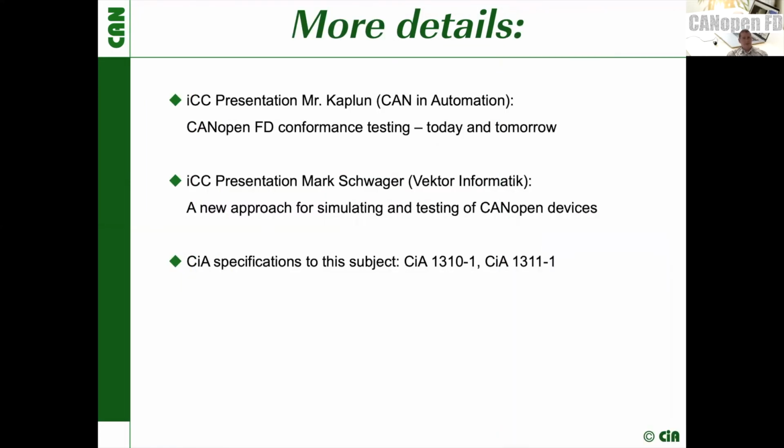More details on these subjects you'll also find in the presentations from the International CAN Conference, one given by Mr. Kaploon, CANopen FD conformance testing today and tomorrow. And we have a further presentation there dealing with conformance testing and also interoperability testing or simulating. This was given by Marek Schwager, a new approach for simulating and testing CANopen devices, but this is also applicable for CANopen FD. The specification dealing with the subject you see here in the last bullet point.